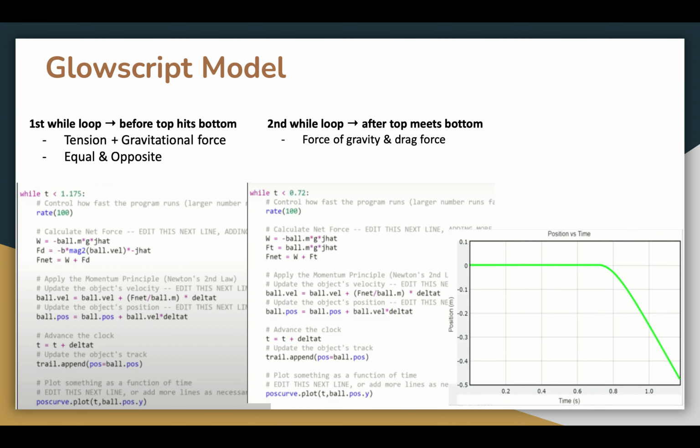For my coding, I created two while loops, one before the top hits the bottom and one after it hits the bottom of the Slinky. In the first while loop, the forces of tension and gravity are opposite and equal to each other, since they are the components of the net force, which is 0 at static equilibrium since velocity would remain constant. In the second while loop, when it hits the bottom, the net force includes the force of gravity and drag, which are not equal and opposite. The position is going down, meaning the downward force is greater than the upward force, hence the gravitational force is greater in this case.